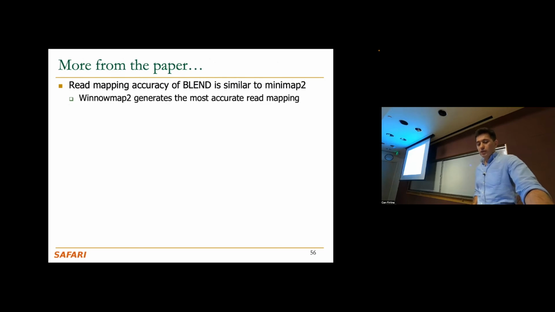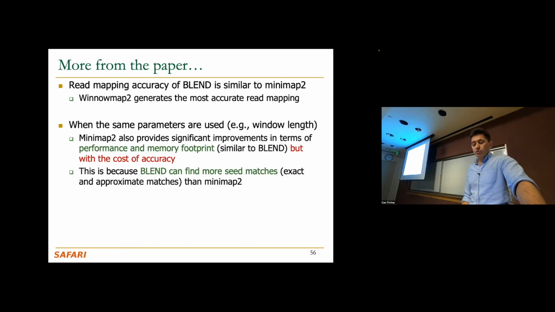Let me give you some insights. So, there are also some more results from the paper. For example, we show that the mapping accuracy of Blend is similar to Minimap2, but what we show is Minimap2 generates the most accurate read mapping results. We also use the same parameters, because I said we get the chance to change the parameters, but what happens if we again use the same parameters with Minimap2, right? So we also do that.